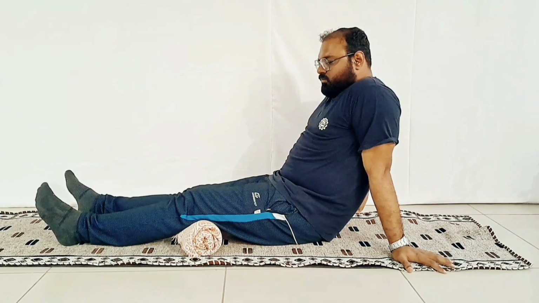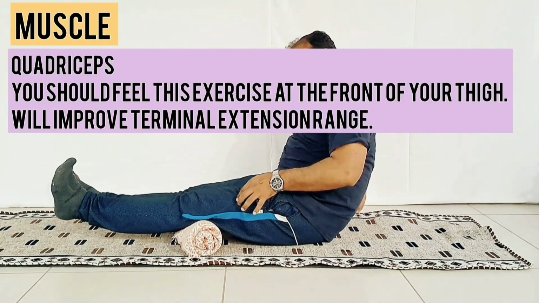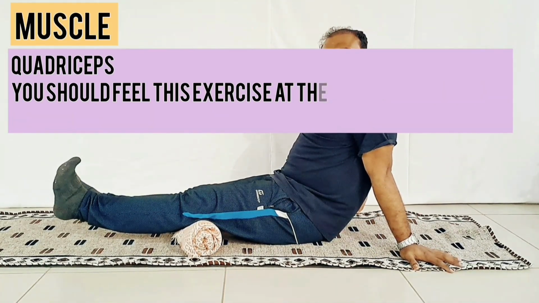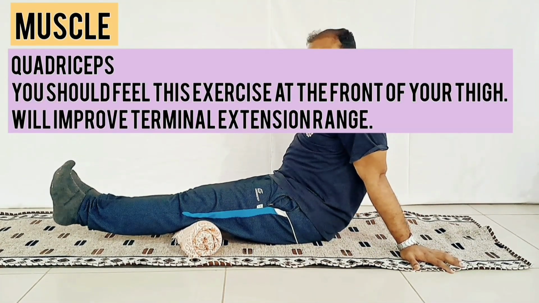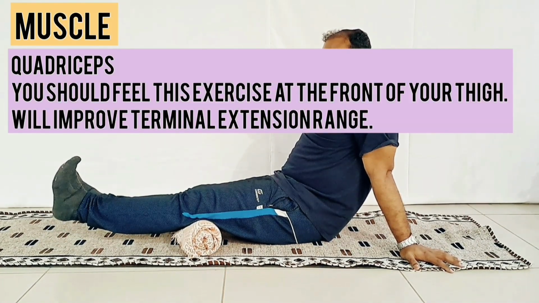So, for the first exercise, lie on your back, place a small roll under the knees and let's dive in. Lift one leg at a time, straighten the knees and keep the roll in place. Focus on full knee extension and control movements. Repeat on other side. You should feel the tension in front of your thighs.